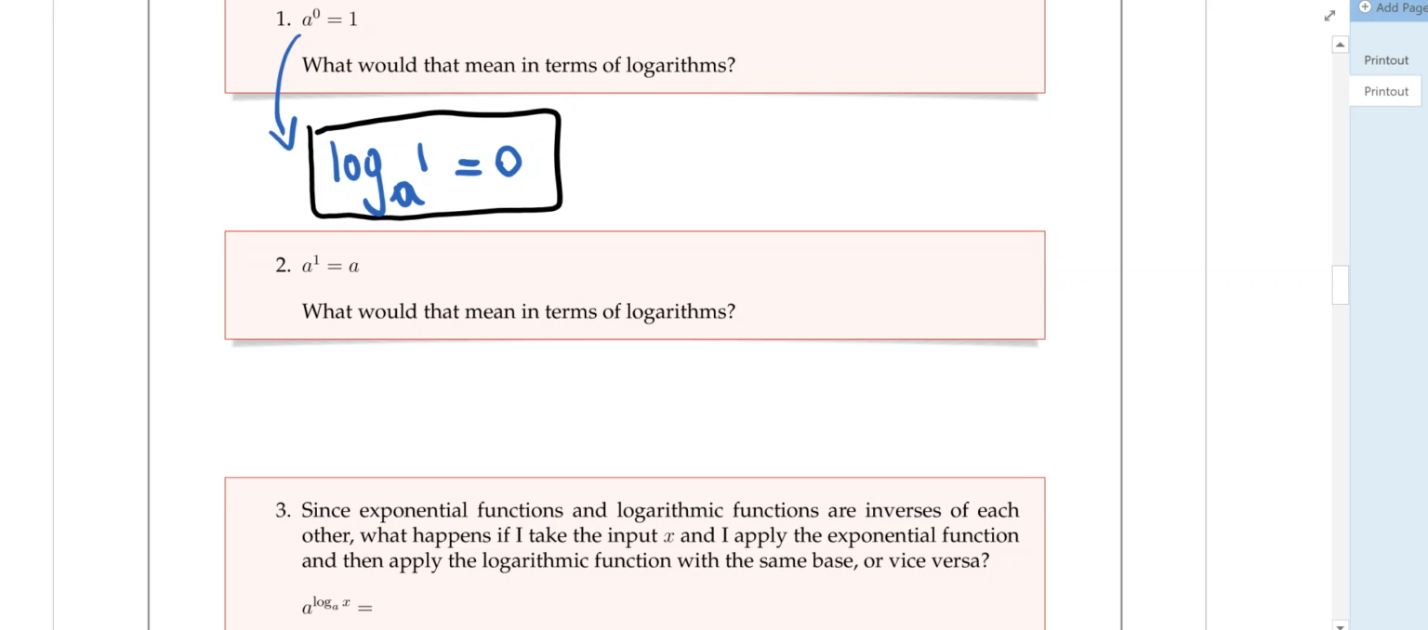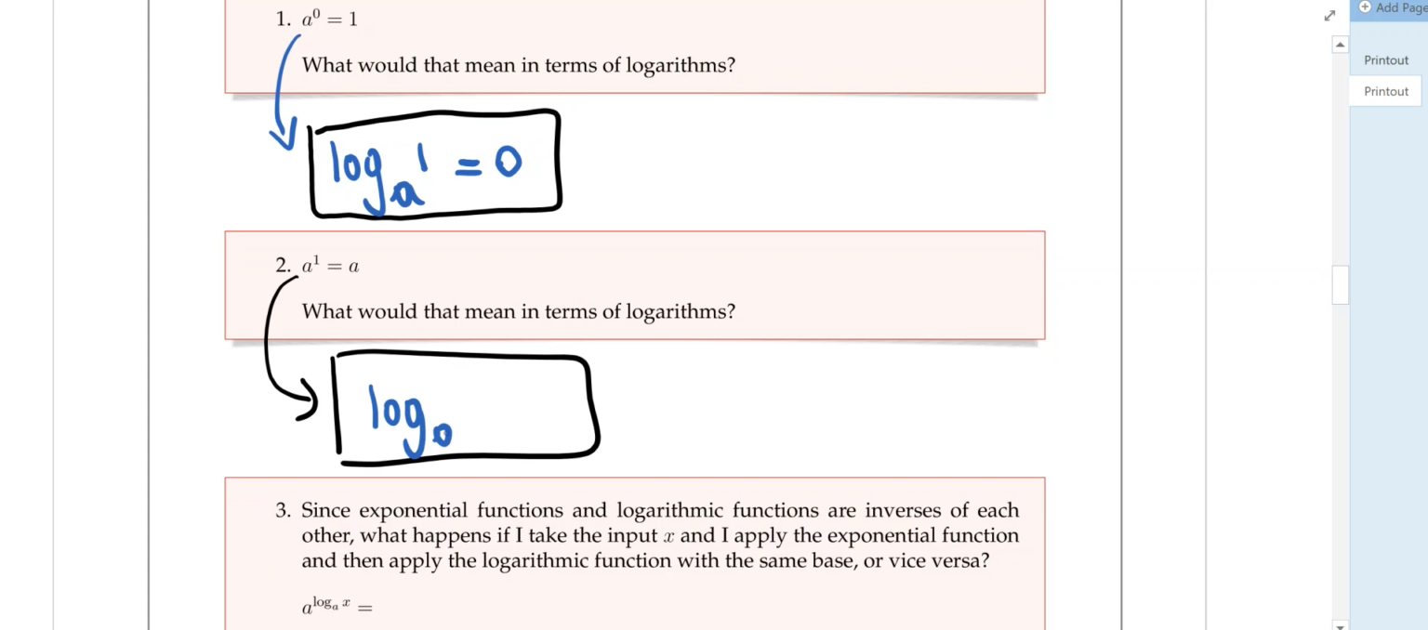The next one, a to the 1 equals a. Well, how does that translate in log? Well, the base is a, so it's going to be log base a of the input, which is a. The 1 is the output, so it's going to become the output, and the output was a, so it's going to become the input. So log base a of a equals 1, and this is because a to the first power is a.